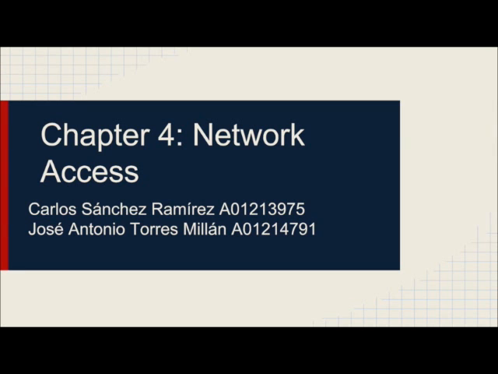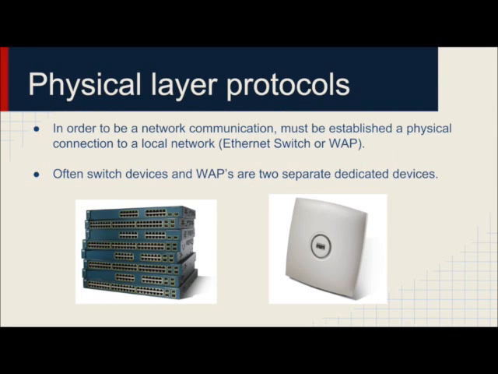We are going to start with physical layer protocols. In order to have network communication, a physical connection must be established to a local network, an Ethernet switch, or a wireless access point. Often, switch devices and WAPs are two separate dedicated devices. However, there are also devices that offer both wired and wireless connectivity.